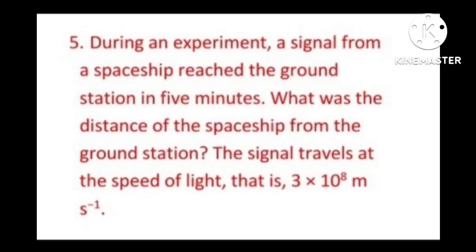Next is question number 5. The question is, during an experiment, a signal from a spaceship reached the ground station in 5 minutes. What was the distance of the spaceship from the ground station? The signal travels at the speed of light, that is 3 into 10 raised to 8 meter per second.